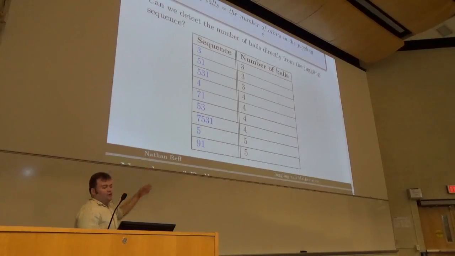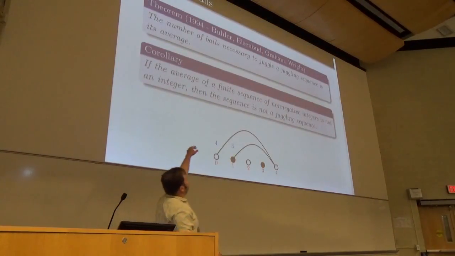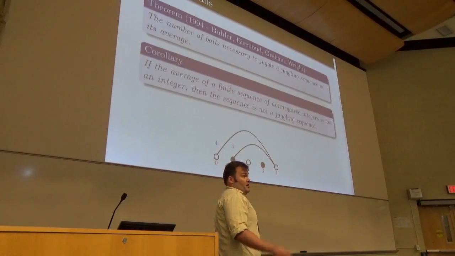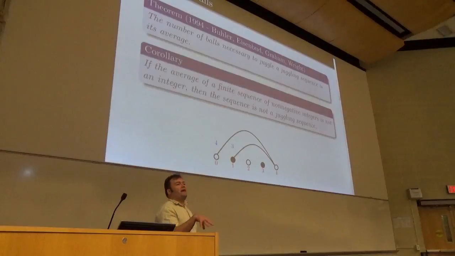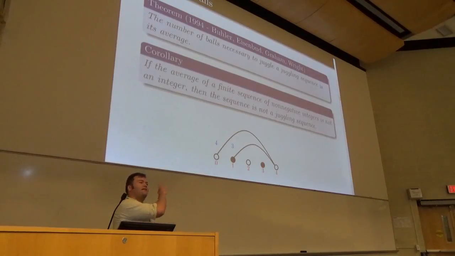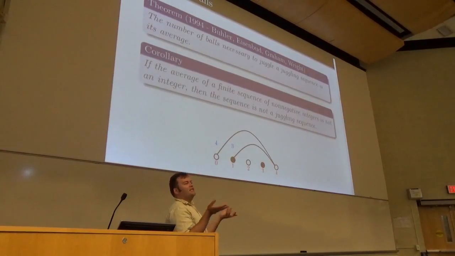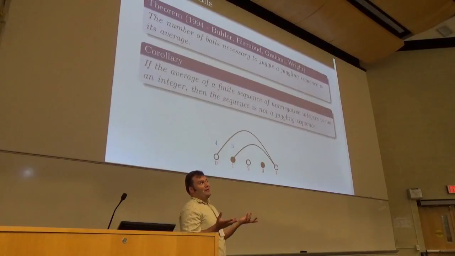And that turns out to be true. So you could prove that. Let me see here. Okay, so turns out that that's true. So the number of balls necessary to juggle a juggling sequence is the average. But the problem with that is you have to already know that that is a juggling sequence, right? This is not an if and only if. But it still can be useful because if you're a juggler, you're trying to figure out, what things can I juggle, right? You don't really care that much about the math, but you're trying to figure out what could I juggle. But as a mathematician, you're like, okay, what things are juggleable? So it's kind of interesting on both sides, right?